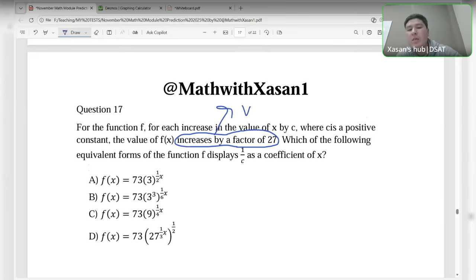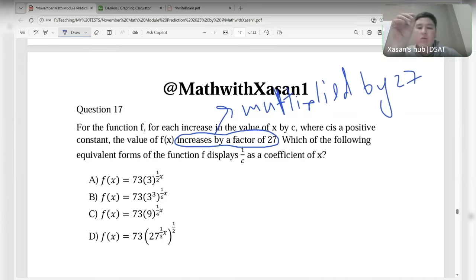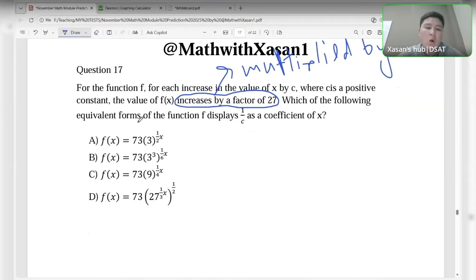Let's say it is multiplied by 27. That's all. When you increase the value of x by c, it is just multiplied by 27. Which of the following equivalent forms of the function f displays 1 over c as a coefficient of x? Guys, for this kind of question, all the functions are the same, but only one represents 1 over c as a coefficient of x.